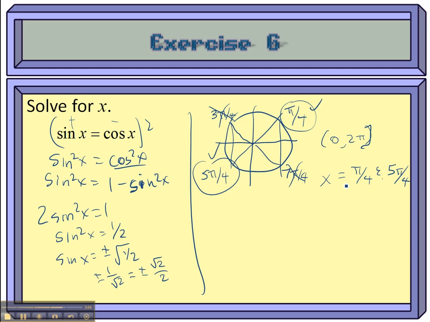If I wanted a general solution for everything that would work, notice if I start at pi over 4, I can just add pi to it to get to 5 pi over 4. Add another pi to get back to a coterminal angle with 5 pi over 4, so it's just x equals pi over 4 plus n pi. That's the general solution.